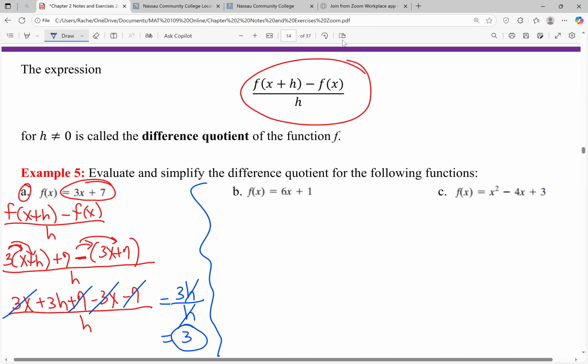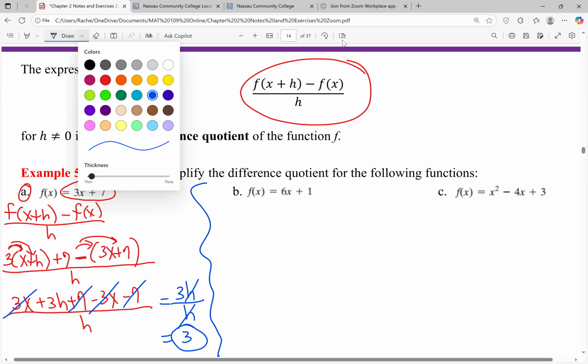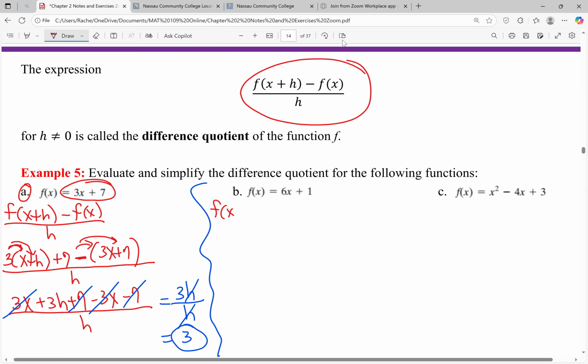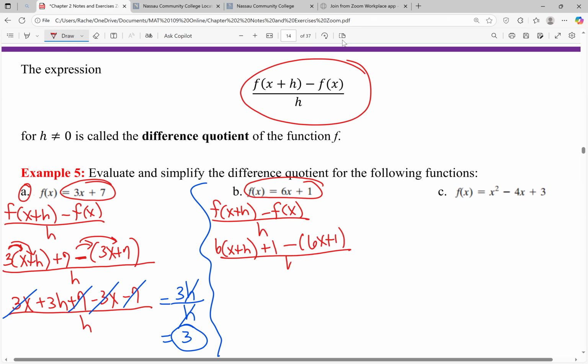So we're going to do the same thing that we did before. So we have f of x plus h minus f of x divided by h. So let's find f of x plus h. So let's evaluate the function at x plus h. So wherever I see an x, I'm going to replace it with x plus h. So we're going to have 6 times x plus h plus 1. That's f of x plus h. Now let's subtract f of x, which is 6x plus 1, and divide by h.